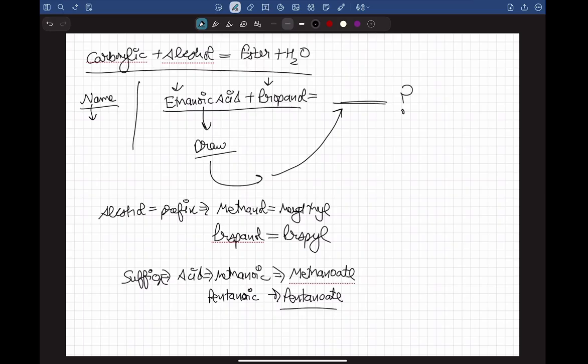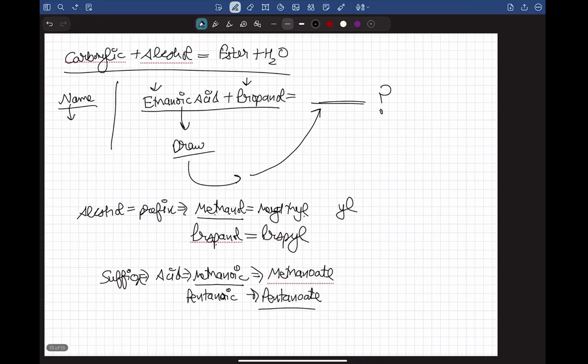What is the trick here? Without having to draw the structure, you can directly name the ester. How exactly? The alcohol that is given to you, you will write that but with YL, Y-L. So methanol will be methyl, propanol will be propyl. Then what will be the suffix? The acid will give you the suffix OATE. Now, if it's not so clear, let's try some examples, then it will become very easy for you.